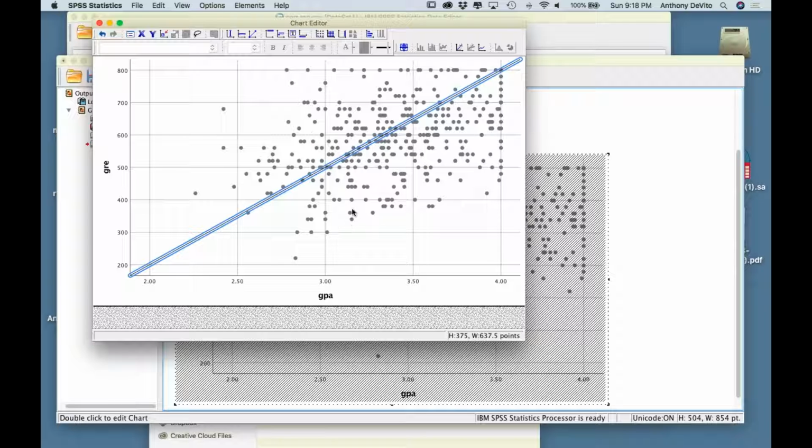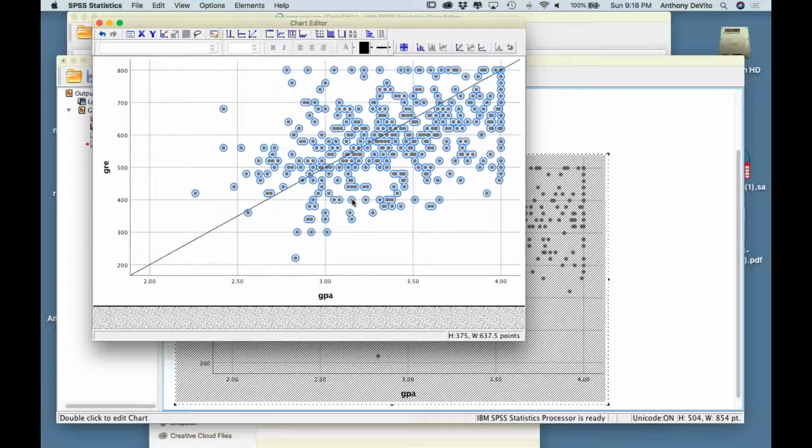Okay, so the scatter plot, each one of these points represents an individual here. In other words, that point represents a person who had a grade point average of 3.3, let's say, and had a GRE score of 400. And this person over here had a grade point average of 3.5 and a GRE score of maybe 650 or something like that. Okay, so each one of these is defined on an XY scale by their grade point average and their GRE score.